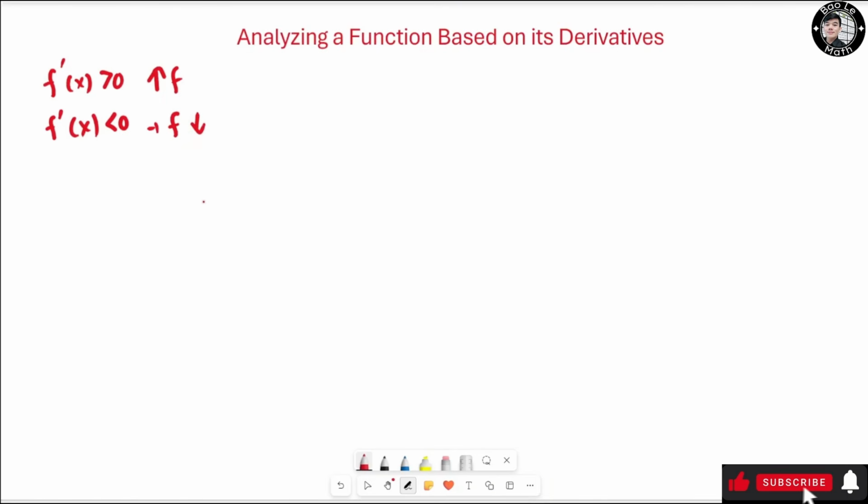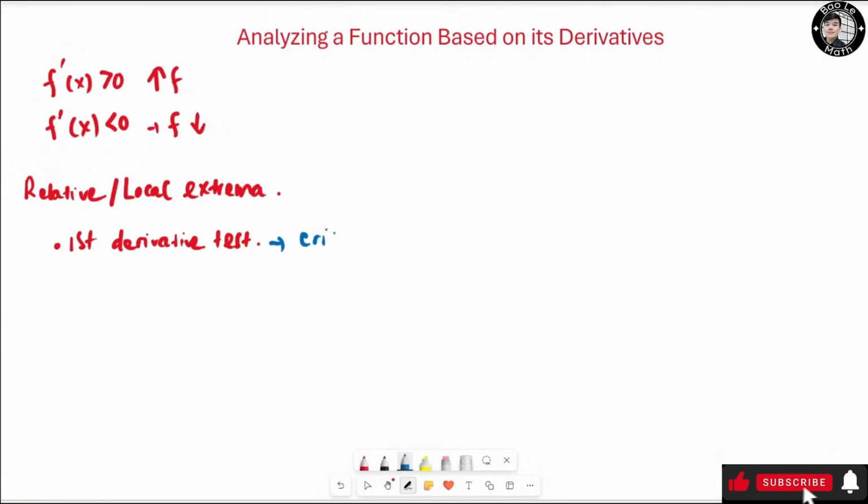Now, in order to determine the relative or local extrema of the function, we have two different ways to do it. The first way, we can use the first derivative test. We need to find the critical numbers. Critical numbers are x values that make f prime equal 0 or undefined.